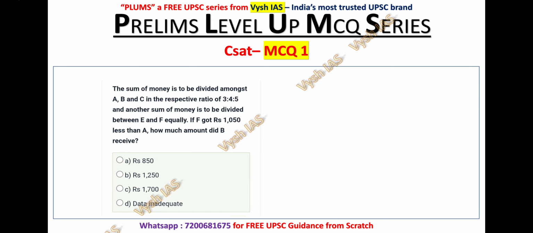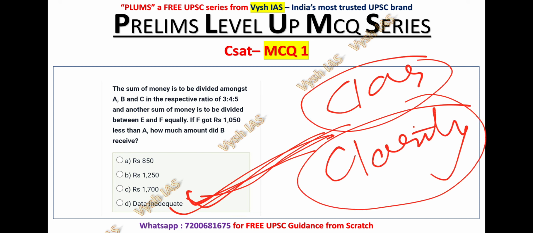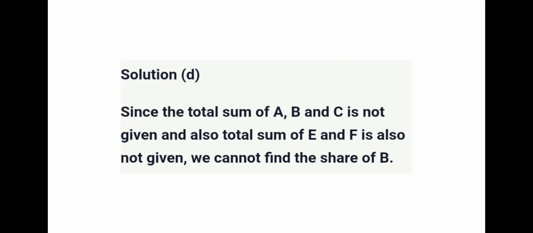This is a very simple sum, but what you need is clarity of thoughts and also clarity of concepts in order to solve this kind of questions, because a lot of people will not put option D. You need to have the clarity of information and clarity of concepts so that you can solve this kind of questions. So option D is the correct answer. In the explanation also I have given this: since the total sum of ABC is not given and the total sum of EF is also not given, we cannot find the share of B.